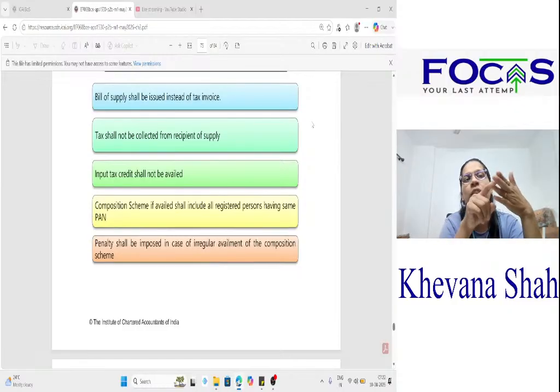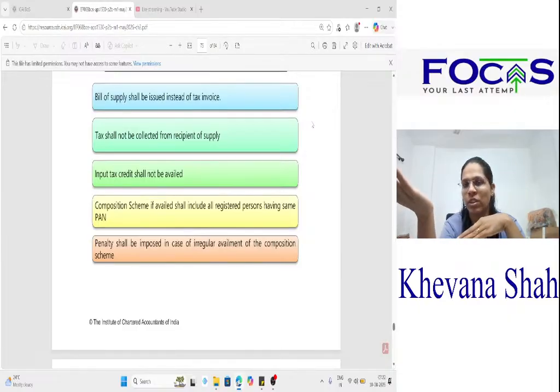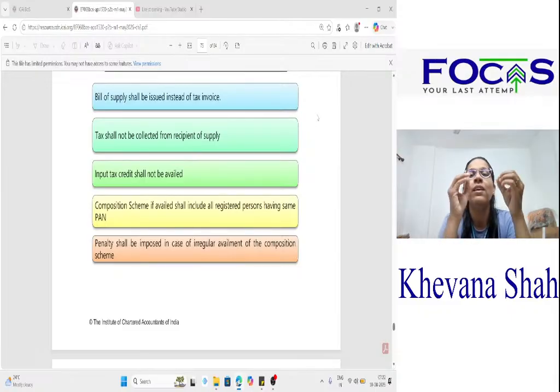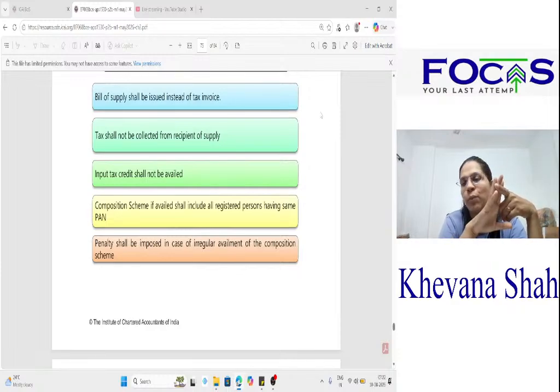So each of these 5 locations which have a common PAN number for registration are supposed to either stay in the composition scheme or leave the composition scheme. And this condition is also applicable wherein for some reason you are not eligible for the composition scheme.